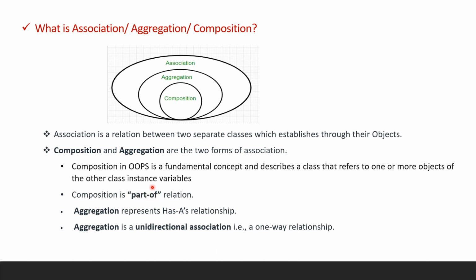So composition is a part-of relation, whereas aggregation represents a has-a relationship. Aggregation is a unidirectional association, which is only a one-way relationship. We need to remember that this association concept is mainly about the relationship between objects and classes. Again, we have the aggregation and composition, the two forms of the association.